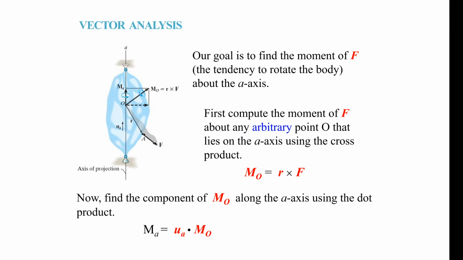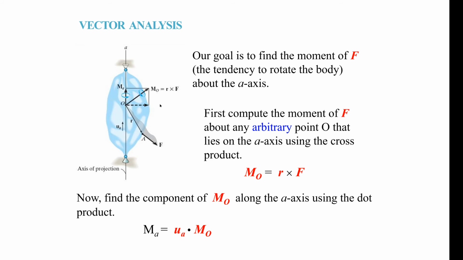So here's the force acting at some distance. Okay. Here would be our F. And our R is basically the vector that goes from O to that point A. Okay. So the first part is you find the moment, R cross F.